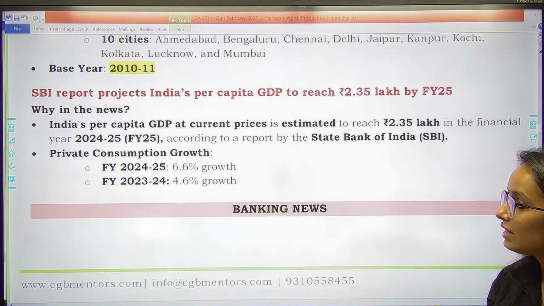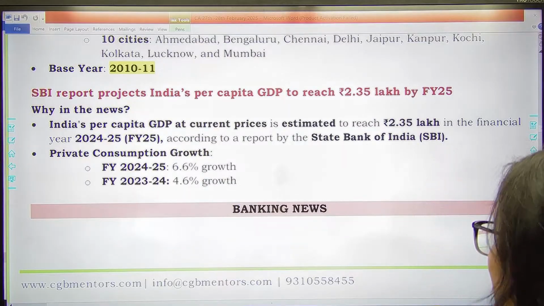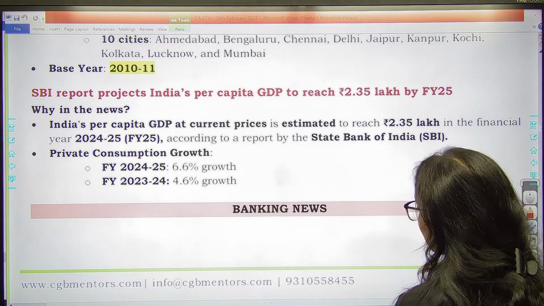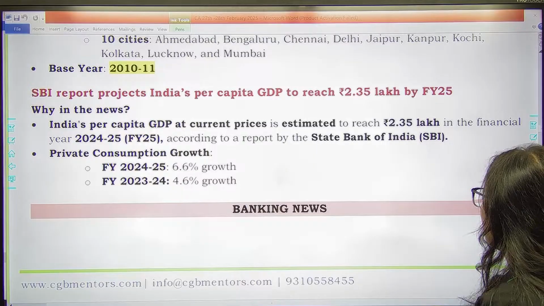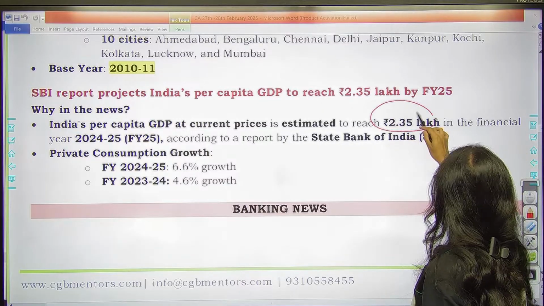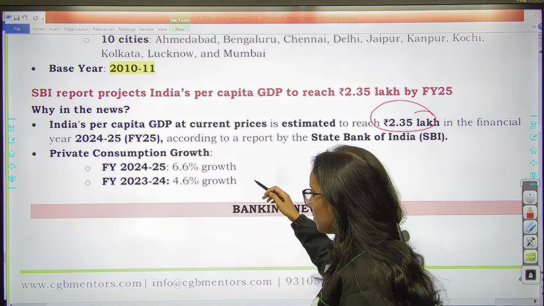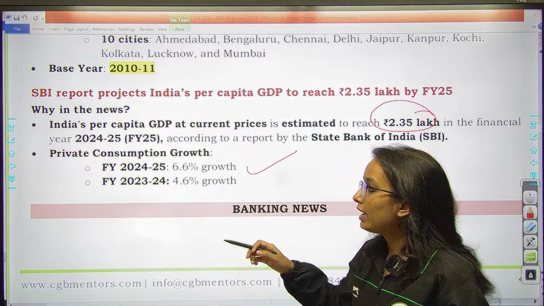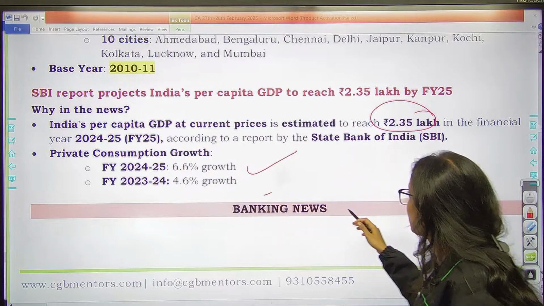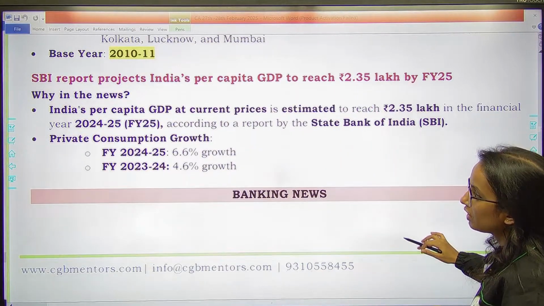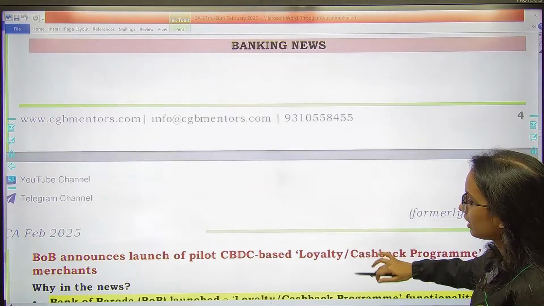Then next is India's, according to this SBI report, India's per capita GDP at current prices, that is your nominal GDP, is estimated to reach 2.35 lakh rupees in 24-25. जो private consumption growth है उन्होंने बोली है 6.6%, and then 23-24 में it was 4.6. So this is just the figure. It is important for SBI related and other examinations.